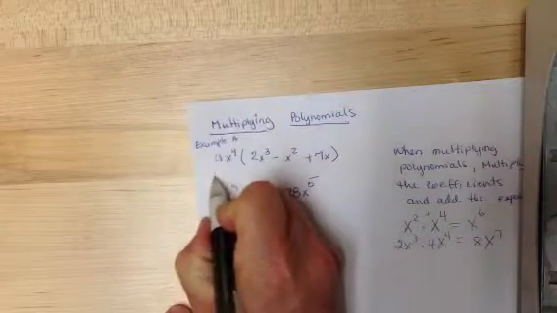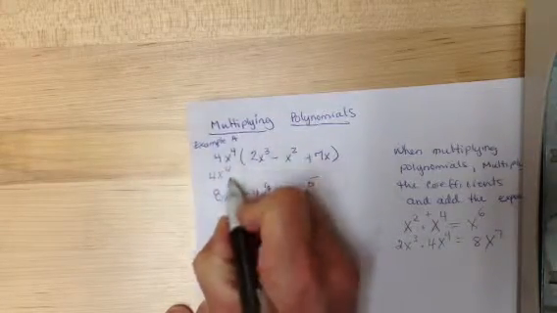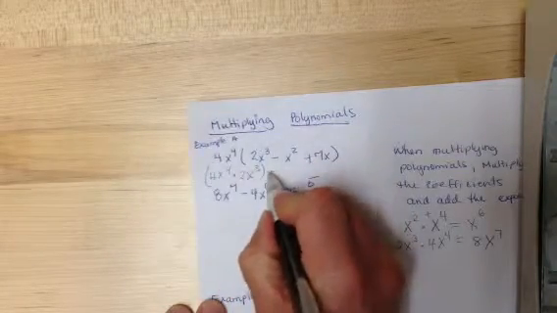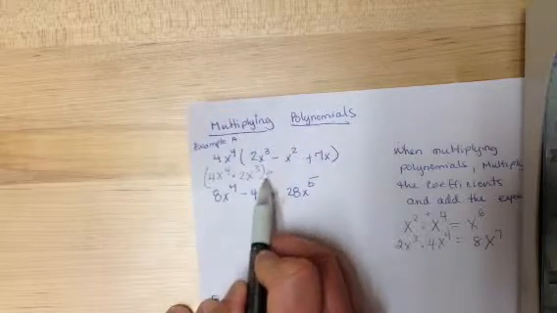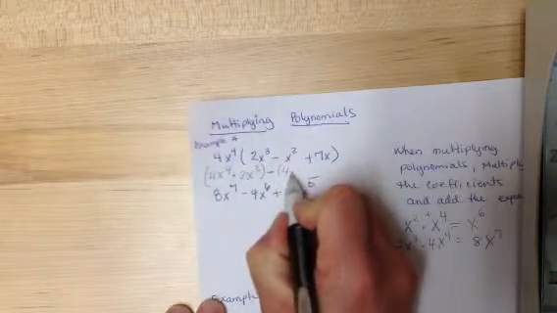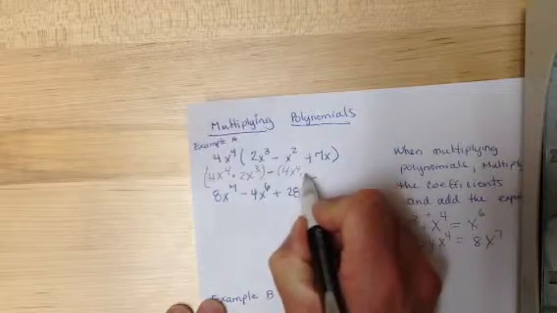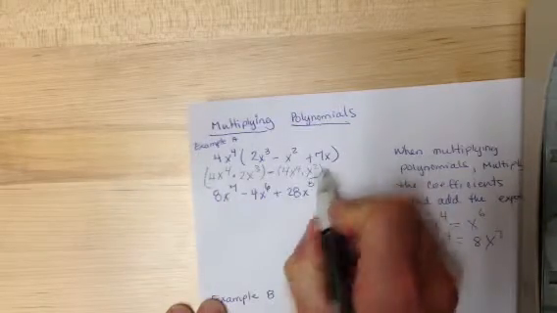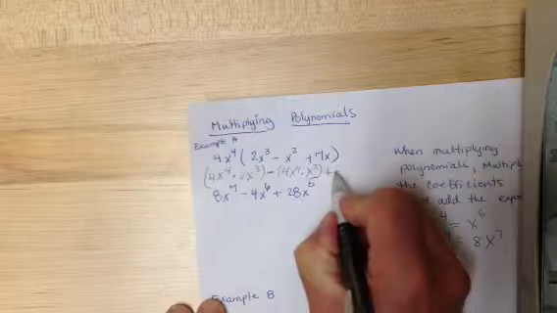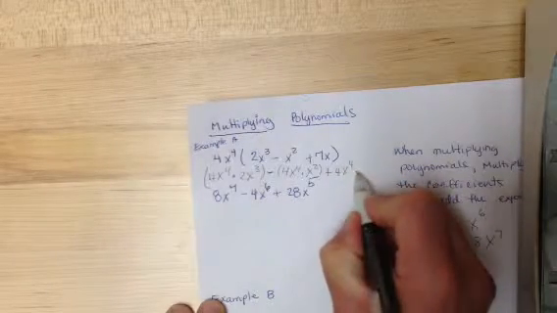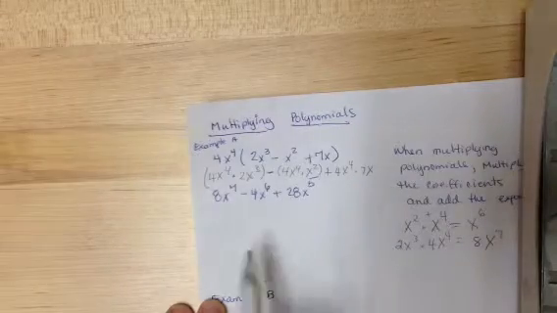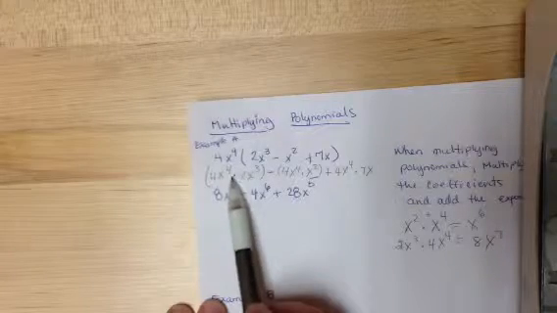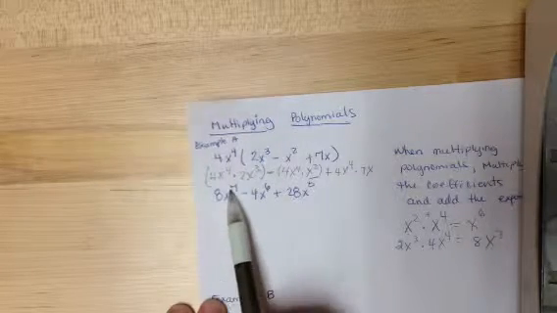Basically, if I wanted to expand this, I would have 4x to the fourth times 2x to the third, minus, since a positive times a negative gives me a negative, 4x to the fourth times x squared, and then finally a positive times a positive gives me a positive 4x to the fourth times 7x. Now we say 4 times 2 is 8, 4 plus 3 is 7, so this expression is equal to 8x to the 7th power.